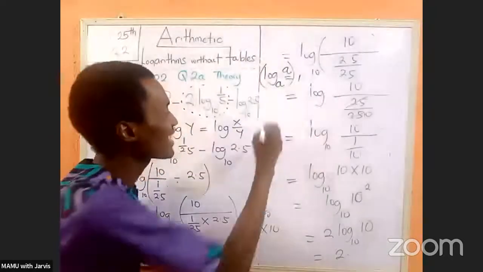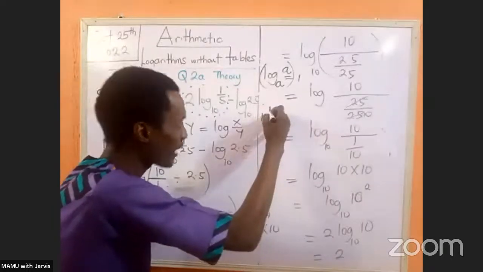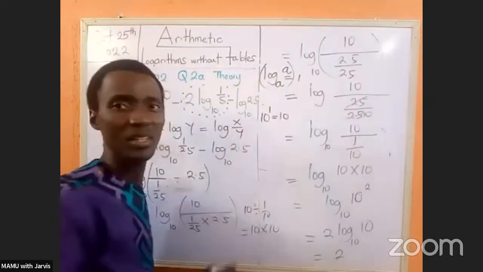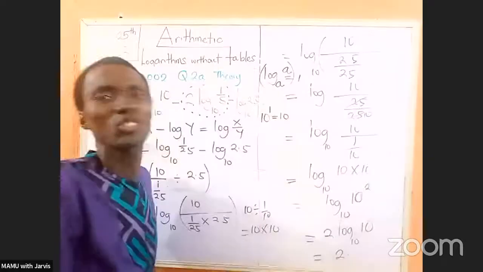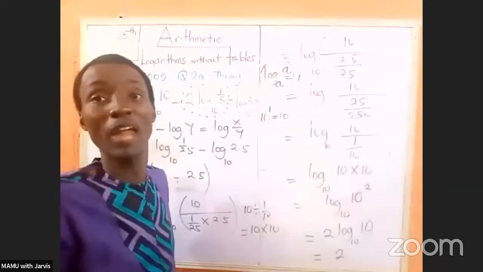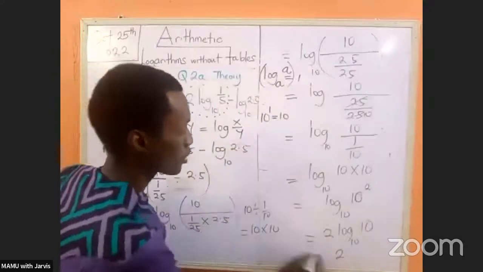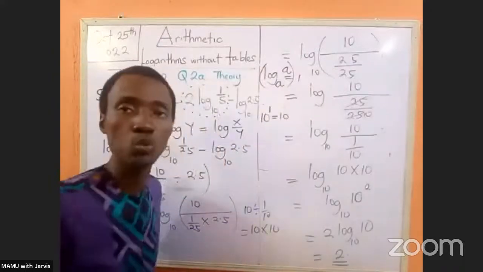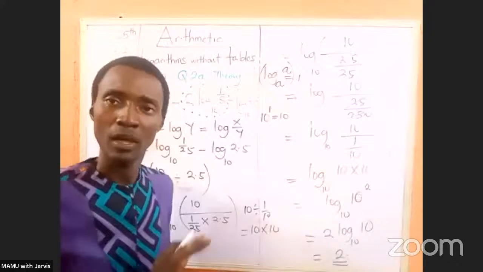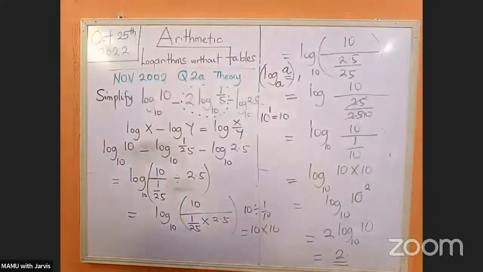What it means is that 10 raised to the power of 1 must be equal to 10. 10 raised to the power of 1 means that 10 is just there, or it's multiplied once, if that were possible. So this is 10 raised to the power of 1, that will be 10. So that's how my answer becomes what? 2.